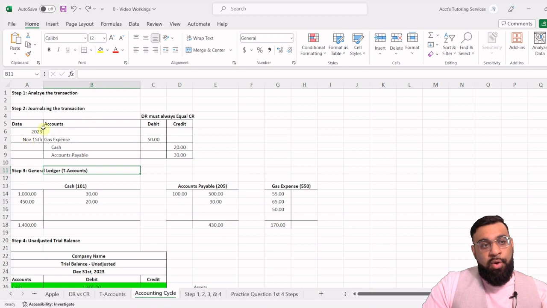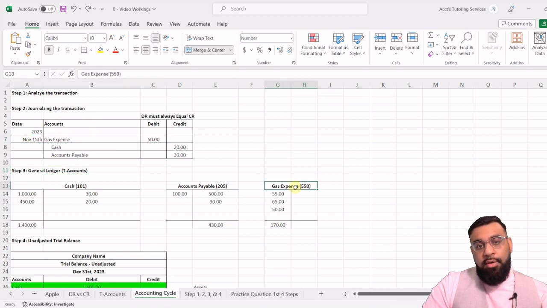So for instance, what we're going to do now is we're going to locate the gas expense T account over here. And it's going to be $50, which we're going to debit. Remember, left side always debit, right side always credit. Debit, credit, debit, credit. And as you can see, these accounts have account numbers. So cash is 101, accounts payable is 205, gas expense is 550.